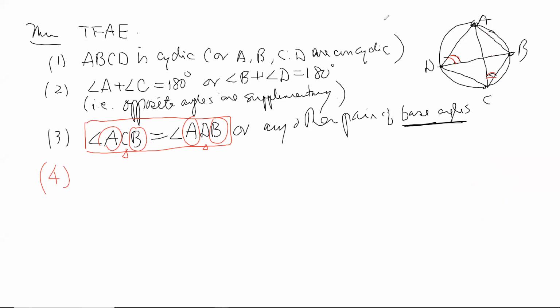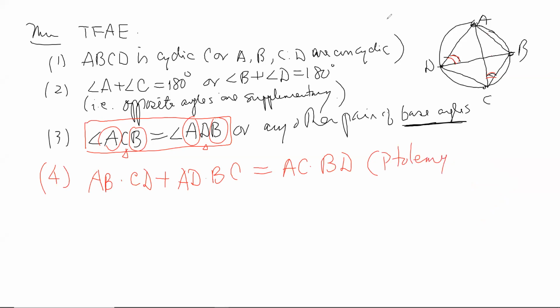That is, AB times CD plus AD times BC equals AC times BD. This theorem is called Ptolemy's theorem. Ptolemy, okay? This theorem is very non-trivial because you are interpreting the geometric properties in terms of algebraic properties, right?